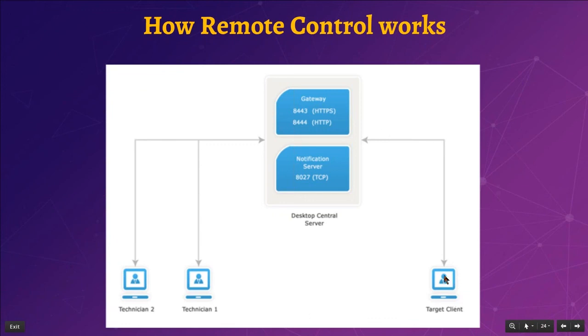So the agent listens to the request, and the Desktop Central agent launches the remote control services. This remote control service captures the screen of the computer and posts the screens to the server again. So the gateway component transmits those images to technician 1.